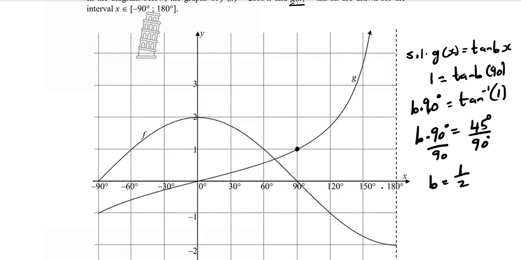1 all over 2. It means that our equation is g of x is equal to tan of 1 all over 2 x. Do you get me?